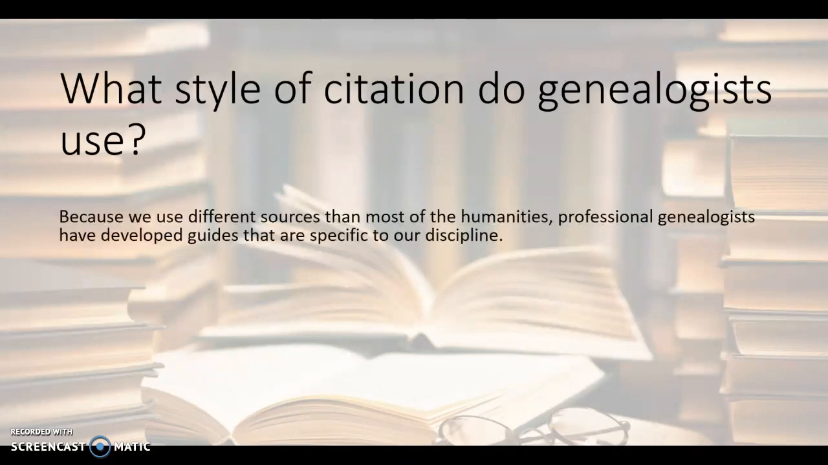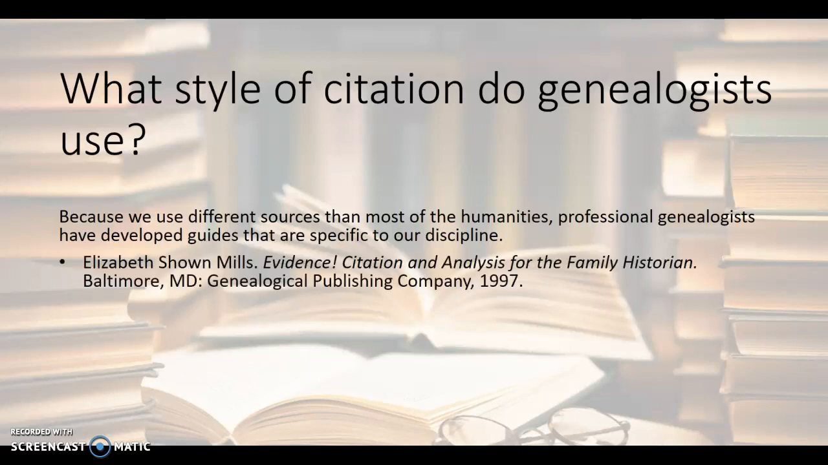So we use Chicago, of course, but because we use different sources than most of the humanities, professional genealogists have developed guides that are specific to our discipline, especially specific to the use of extensive primary source material, and things like family group sheets, pedigree charts, FamilySearch, the International Genealogical Index, the IGI. We use a lot of sources that other disciplines do not use.